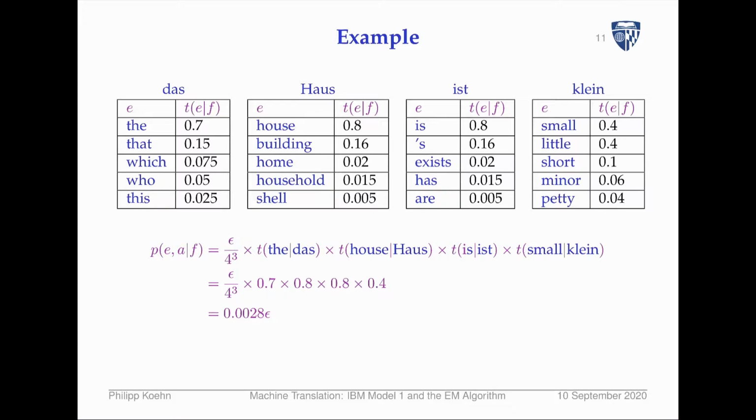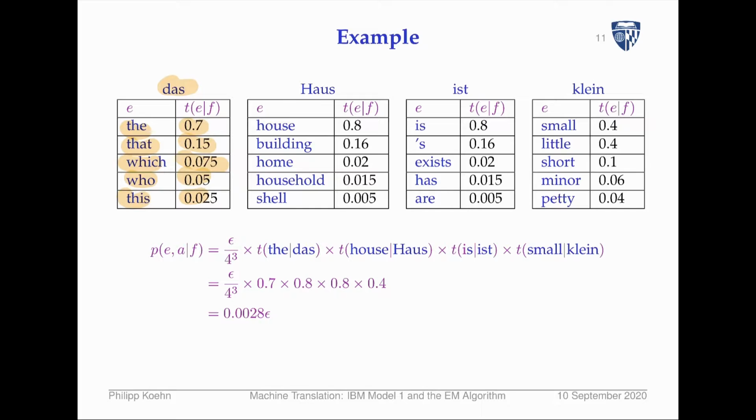Okay, let's go through an example. Let's say there's some magical process like the one we outlined before. Someone gives us these translation tables that say the word das maps to the with a certain probability, to that with a certain probability, to which with a certain probability, and to who with a certain probability, and to this with a certain probability. And the same thing for the other words too.